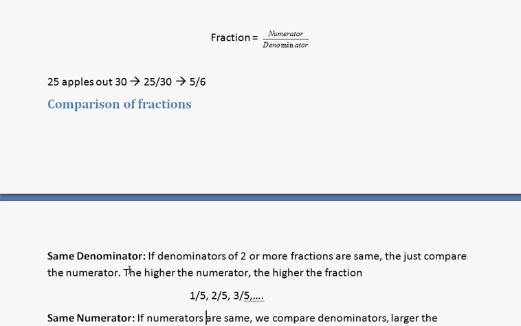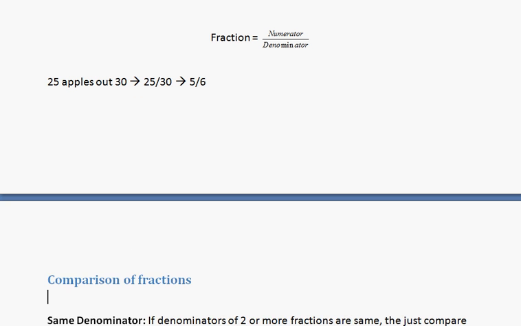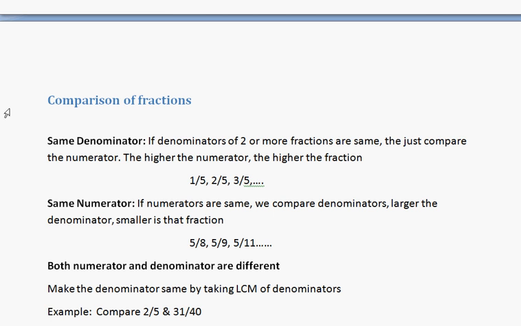Now the next topic which comes is comparison of fractions, right? So there can be three cases. Firstly, the denominator is the same. If the denominator is the same, you just have to check the numerators. The higher the numerator, the greater is the fraction. So 3 by 5 is greater than 2 by 5, which is greater than 1 by 5. When numerators are the same, you check the denominators. The higher the denominator, the smaller is the fraction. So 5 by 11 is smaller than 5 by 9, which is smaller than 5 by 8.